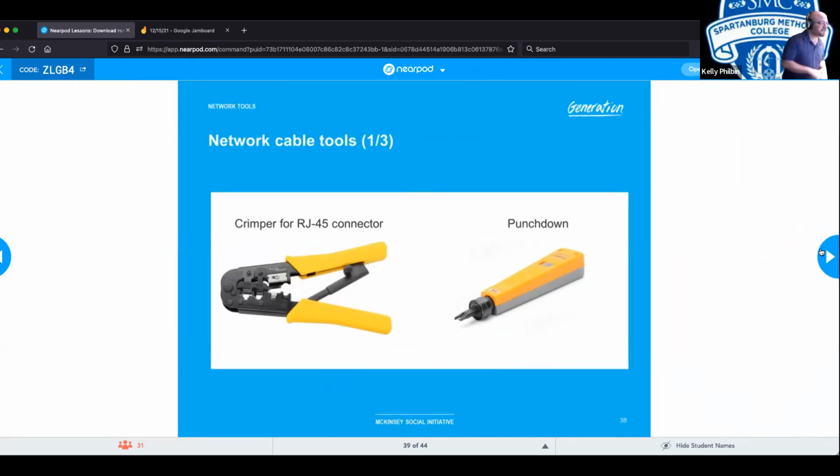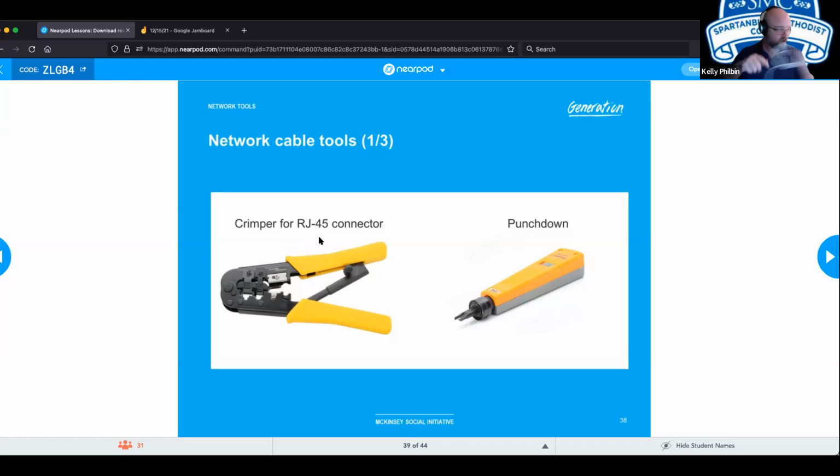All right, now we get down to it. Network cable tools. We've seen some of these before. We're just going to quickly go over them again. You have the crimper connector. This is how you would crimp the tips on your cables onto the wires.